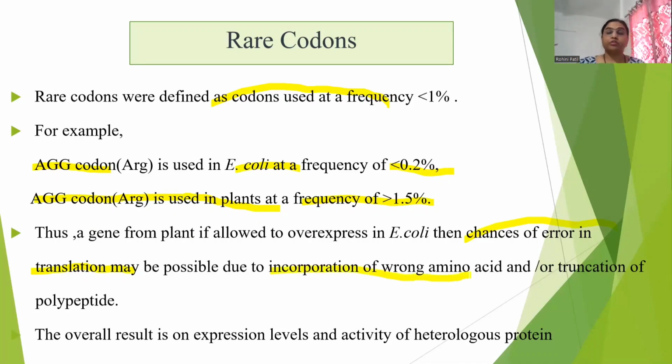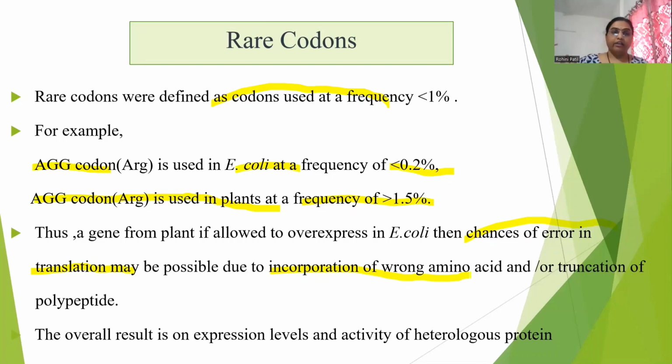How is it possible? Now, when there is ongoing translation, what is going to happen at the A site? The charged tRNA is going to come. Now, as AGG is a rare codon, what is going to happen in the cytoplasm of E. coli?